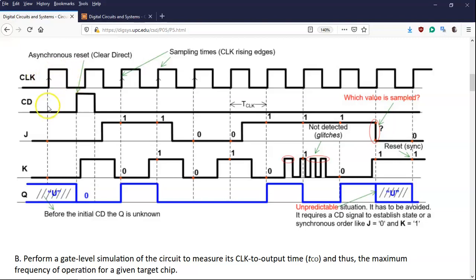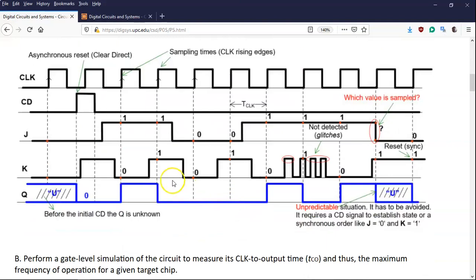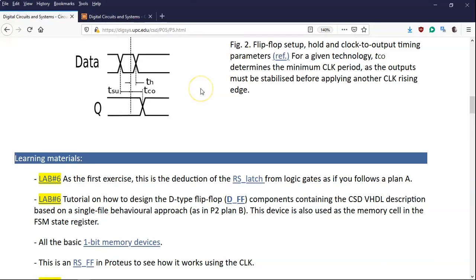Applying the clock, and then the clear direct pulse, and then drive some G or some K and see what happens in the time when you've got this rising edge in the clock. So you have to follow the function table and annotate down there which is going to be the Q in time, one clock after the other, because this is the basic flip-flop. All right.